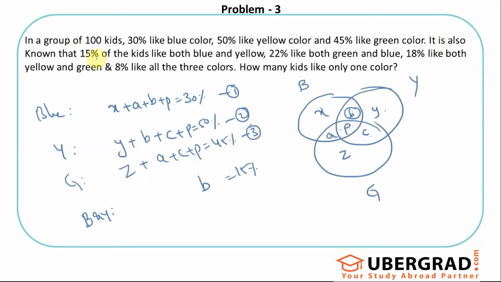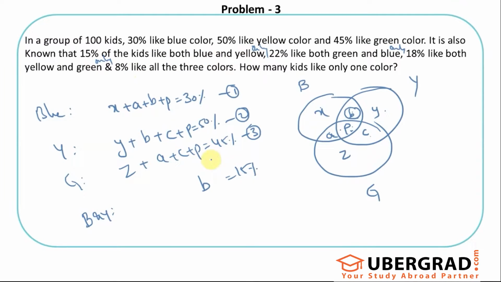It is also known that 15% of the kids like both blue and yellow. So these kids like both blue and yellow. These kids also like both blue and yellow, but they also like green. So it should have been people who like both blue and yellow only, right? Both green and blue only, and 18% like both yellow and green only. They have to be explicitly mentioning this. Okay, let's solve this assuming this only is what they have given.